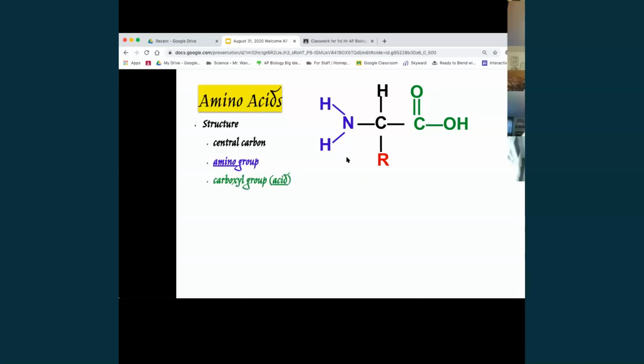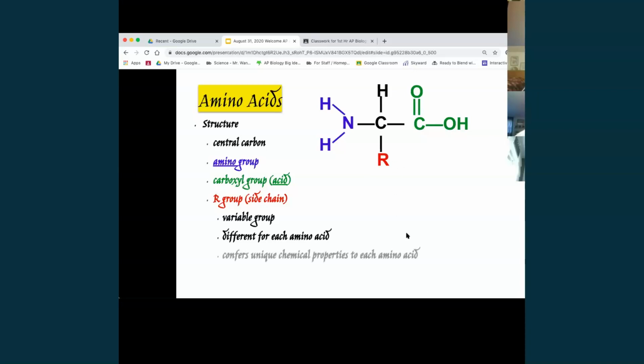So amino acids, because it has an amine group, and the carboxyl gives it an acidic property. So it's amino acids. Okay, the R group, remember, that's some side chain, carbon, hydrogen, and it would have other functional groups attached to that hydrocarbon chain. That's variable. Each amino acid, this is what's different. So we've got 20 different amino acids. The blue, black, and green are all the same. What makes each one different is what we put in the R group.